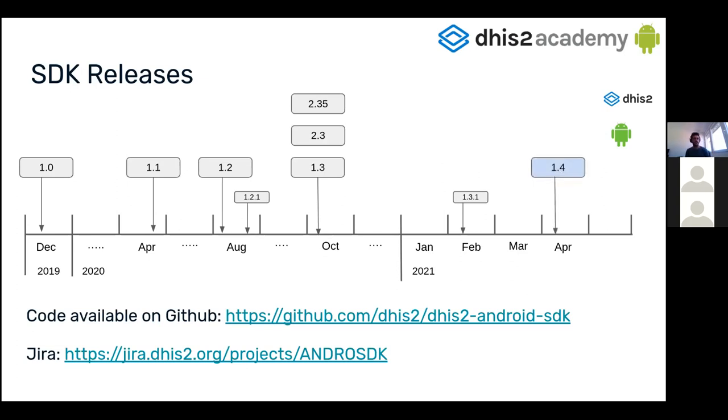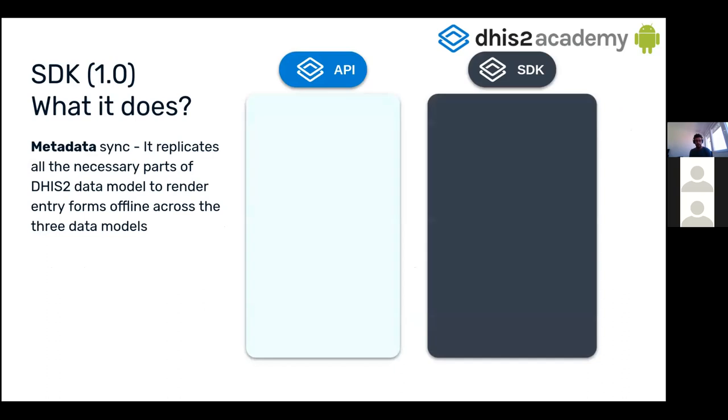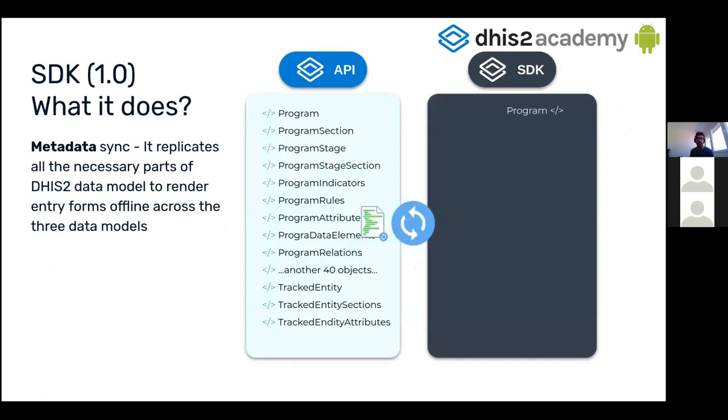What is coming is the 1.4 that is scheduled for next month, for April. This SDK will be used by the 2.4 Android application and will be compatible with 2.36. So all these products will be released more or less at the same time in April. Okay, so this is the big picture of the SDK.